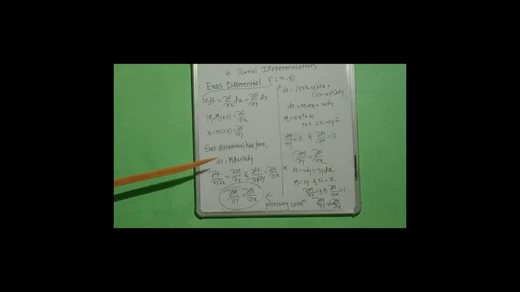and if we further differentiate this equation with respect to x and y, you will get ∂²f/∂y∂x = ∂M/∂y, and ∂²f/∂x∂y = ∂N/∂x. If these two are the same, meaning after further differentiating M and N with respect to y and x respectively this condition is satisfied, then we can say that the above differential equation is actually an exact differential equation.